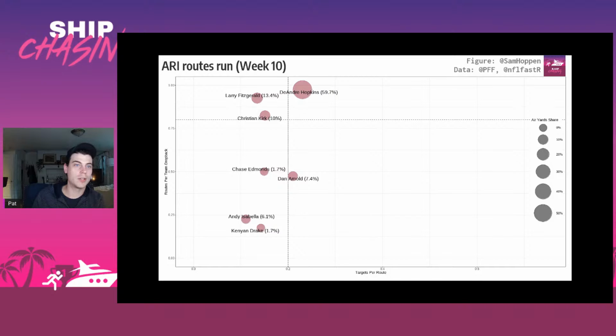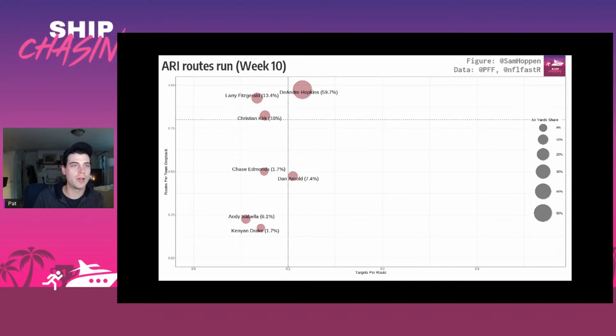He had a 16% target share and a 15% air yard share. So, I literally use him as the example of what we're not looking for every week. And, no surprise, Larry Fitzgerald is just kind of taking up routes for other players. That other player would be Andy Isabella here.